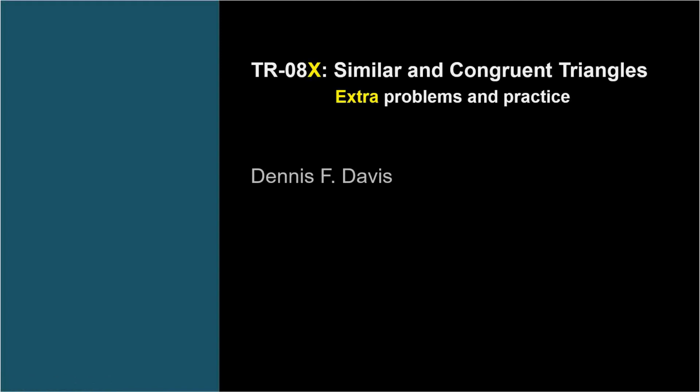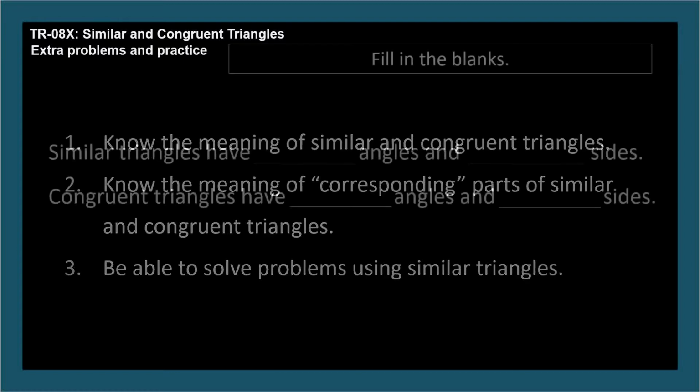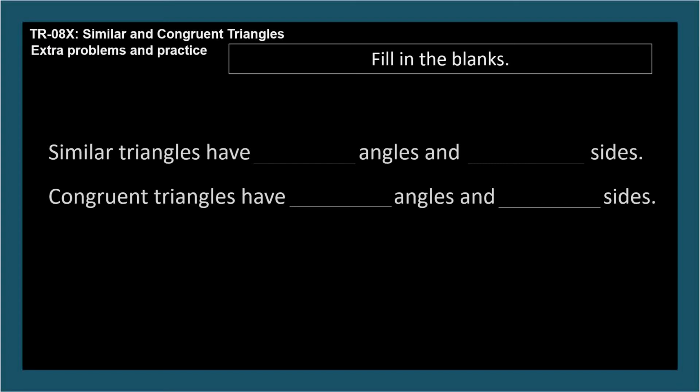The learning objectives for TR-08 are: know the meaning of similar and congruent triangles, know the meaning of corresponding parts of similar and congruent triangles, be able to solve problems using similar triangles. Let's start with vocabulary. Fill in the blanks.